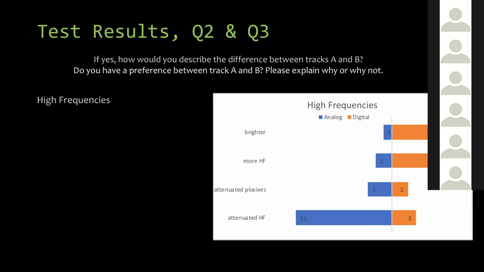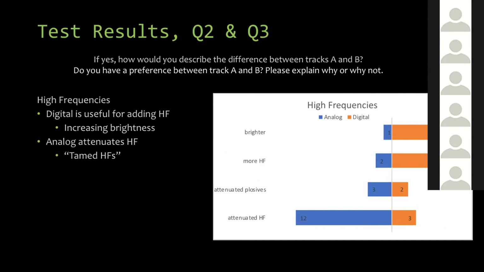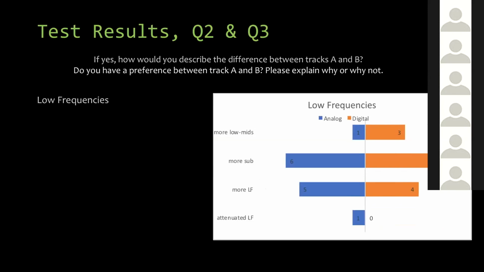High frequency content seems to be where the digital really shines, pun intended. The digital version was identified as adding more high frequency content or increasing brightness. And the analog version was also said to have tamed high frequencies, or in other words, attenuated highs, which was sometimes positive, sometimes negative. But in either case, it seemed to be doing a good job of attenuating high frequencies.